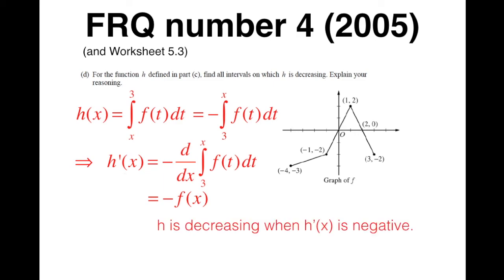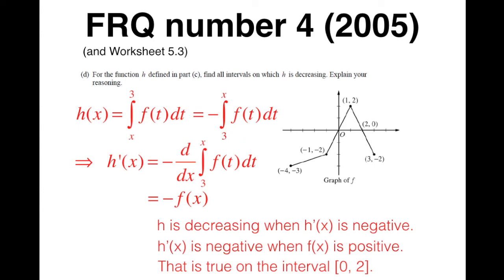When is h going to decrease? It decreases when h prime is negative. That's by definition of the derivative. H is decreasing when the derivative is negative. And if you look at that, h prime equals negative f, that means h prime is negative when f is positive. And when is f positive? If I look at this graph, f is positive only here. That's the only time when it's above the x-axis. So that is true on the interval 0, 2.